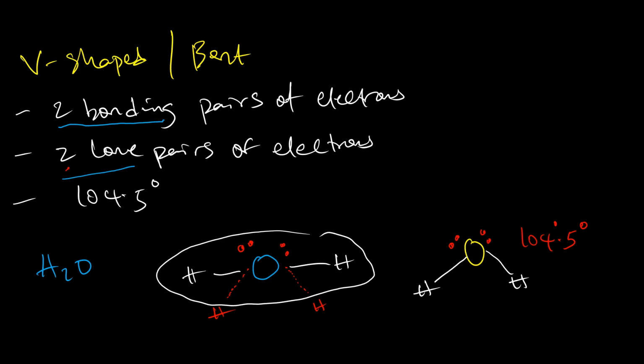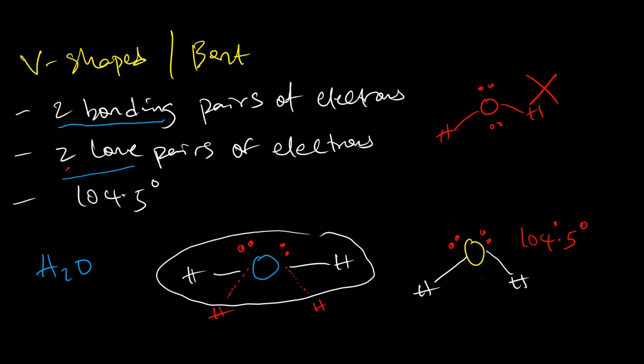Now, some people usually make a mistake. They tend to put the lone pairs of electrons below. Okay, some people tend to draw the shape like this. They put the lone pairs of electrons like this. No, this is wrong.